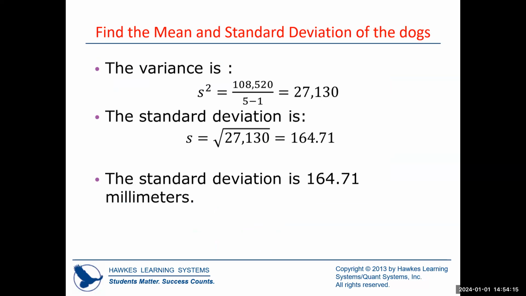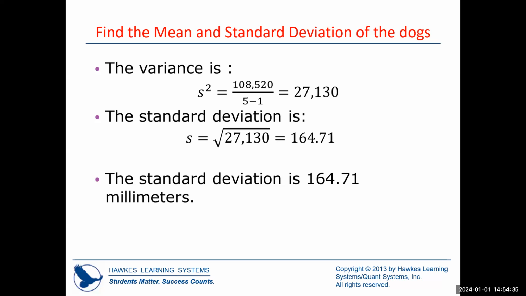Sample size was 5. 5 minus 1 is 4. So the variance comes out to 27,130. And what we need to do is take the square root of that to get the standard deviation. So the standard deviation for the heights of these 5 dogs is 164.71. Now the question is, is that good or bad?